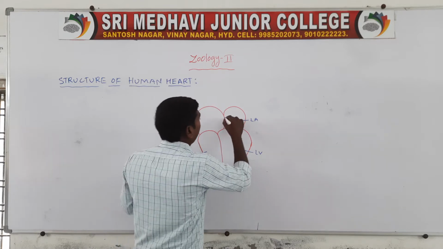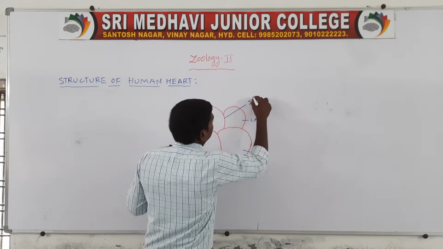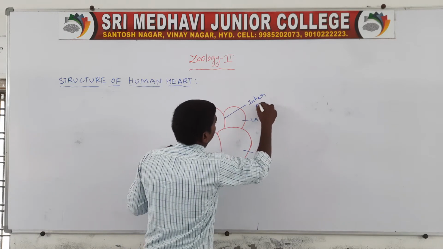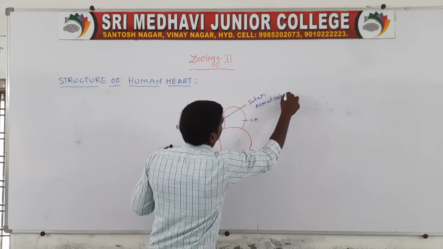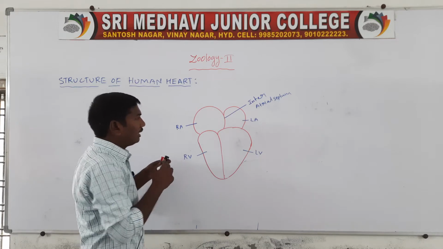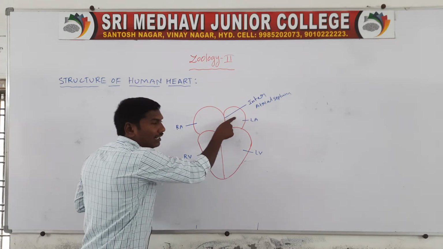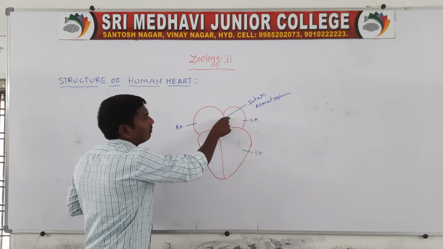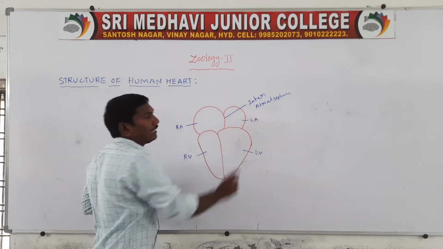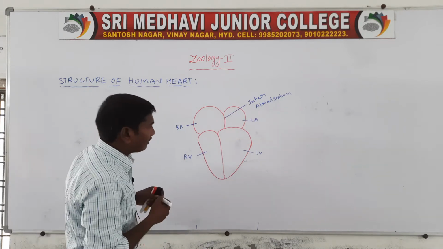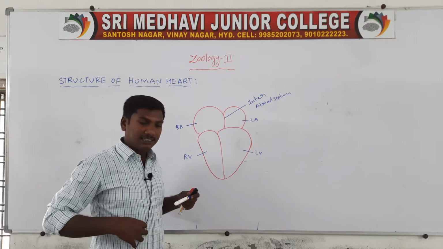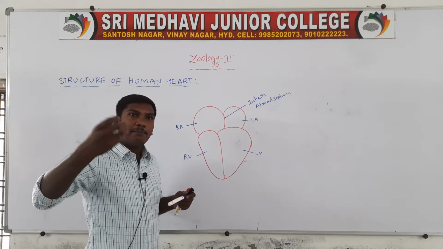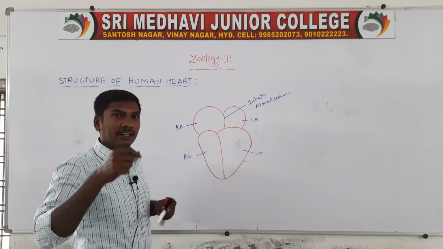So this is called the interatrial septum. The two atria, the left atrium and right atrium, are separated by the septum. That septum is called the interatrial septum. In the fetal stage, meaning while present in the mother's womb, that stage is called the fetal stage.